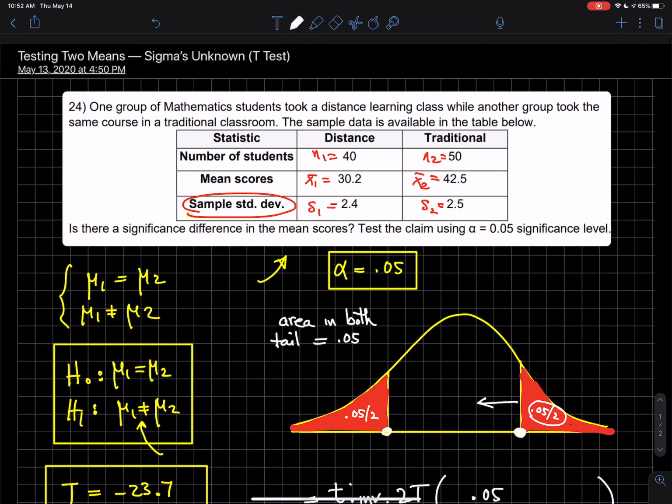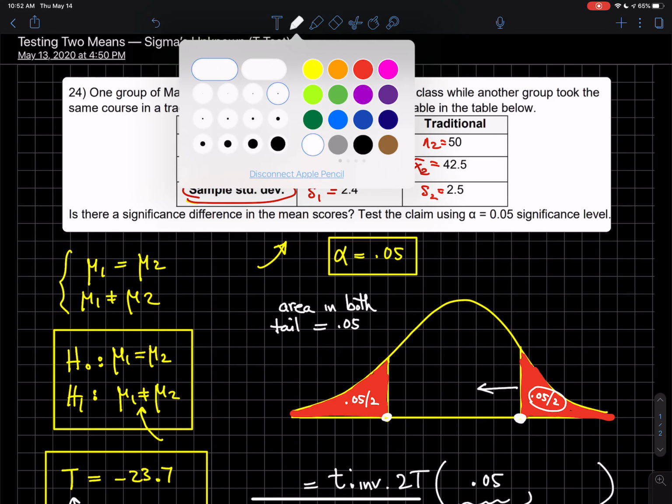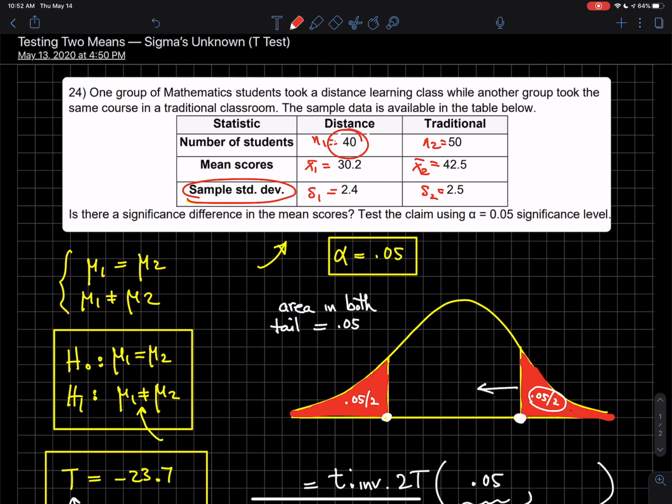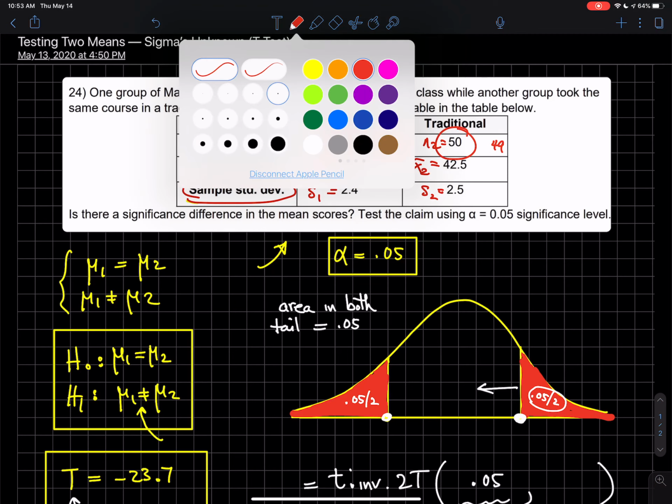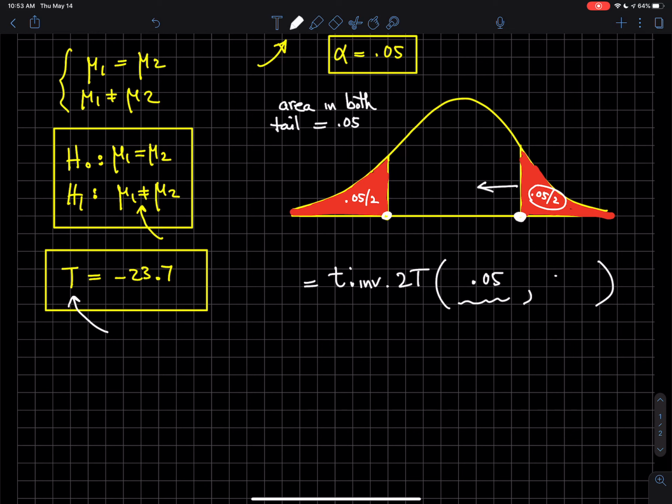And my degrees of freedom, remember, is always the smaller of the two n minus 1s. The first n minus 1 is 39. The second n minus 1 will be 49, and of course 39 is smaller, so we're going to go with that. So my degrees of freedom is 39, and that's the one I'm going to use.